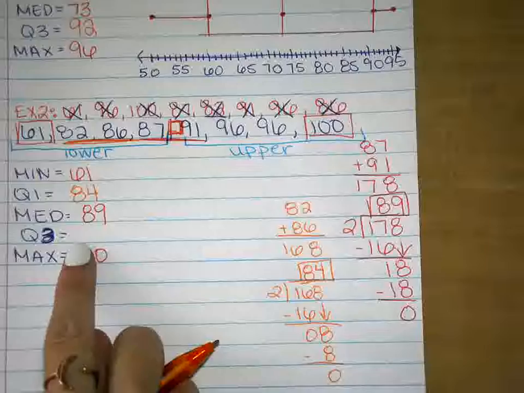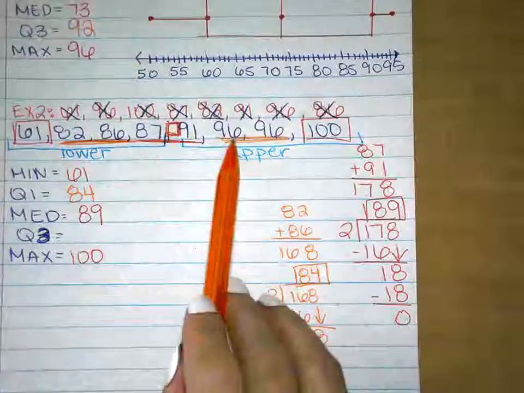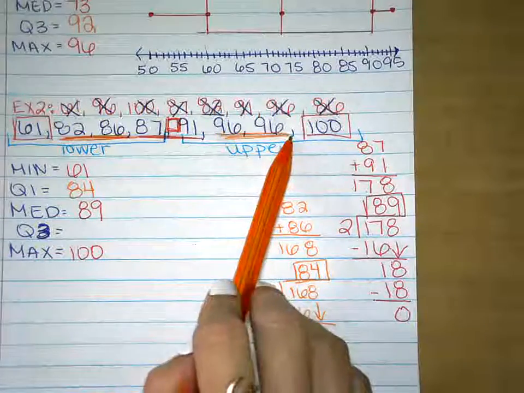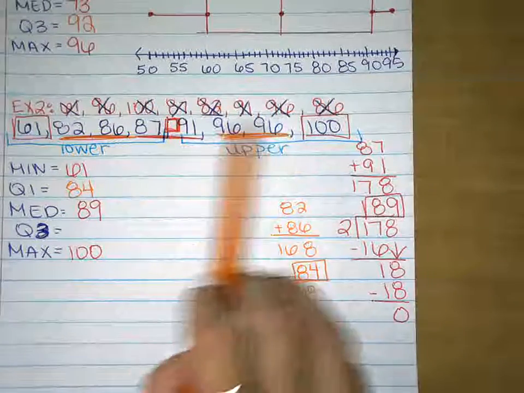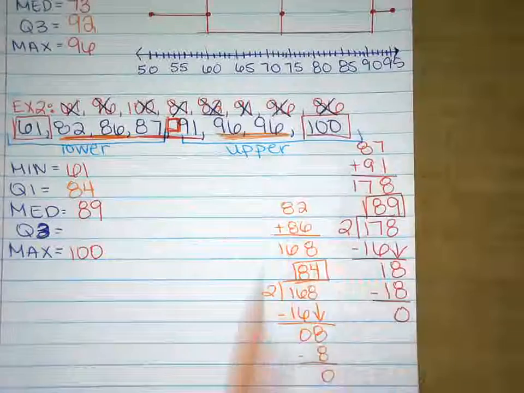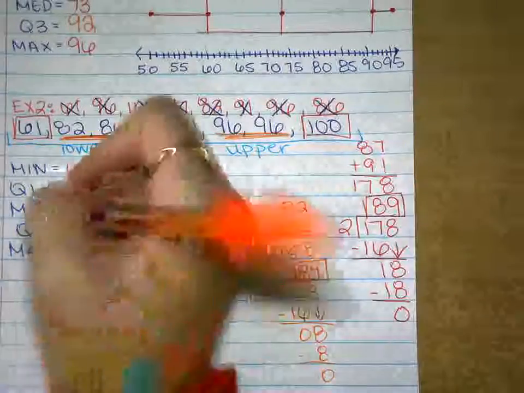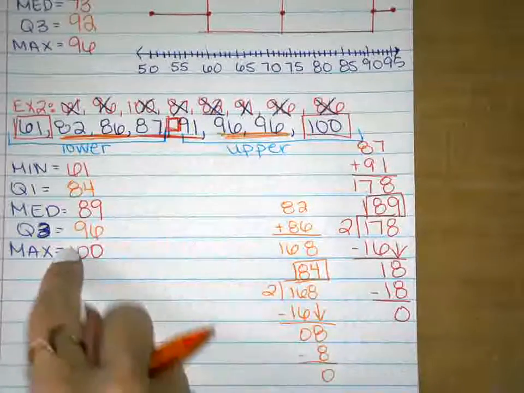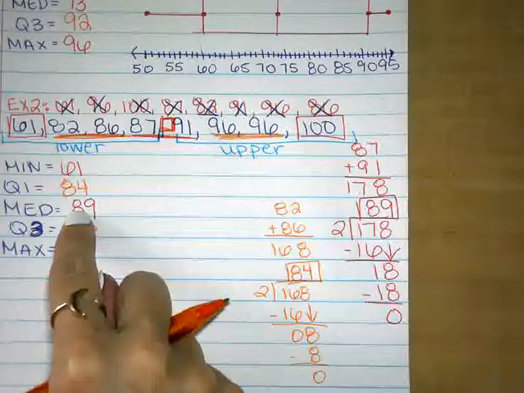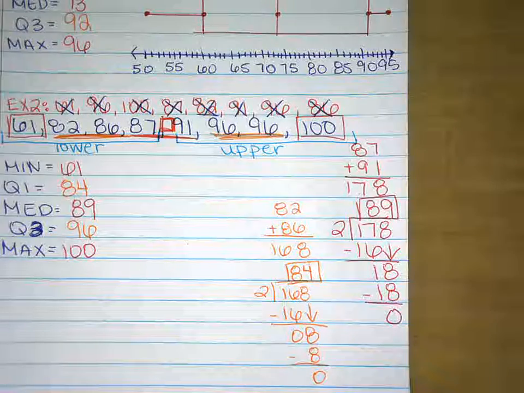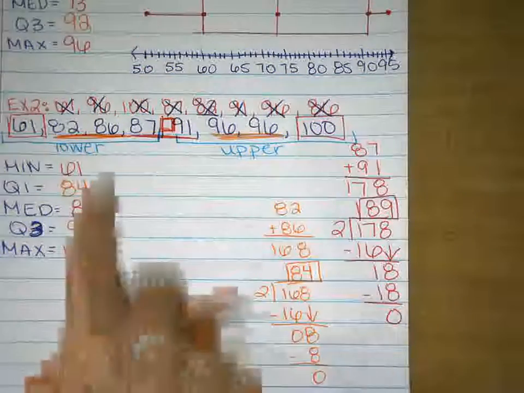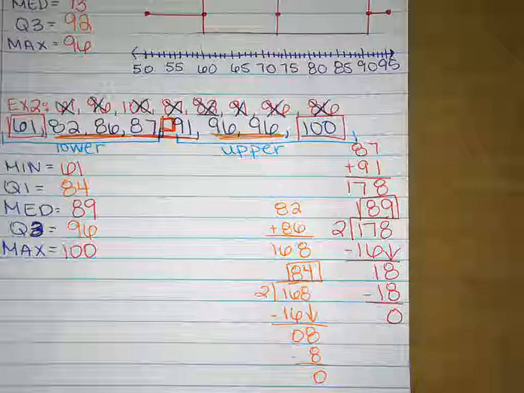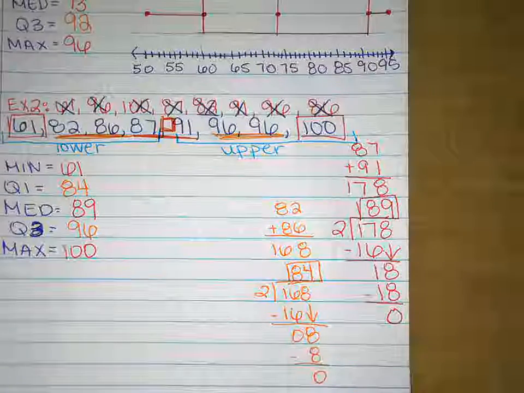Last thing, I need to find the median of the upper set. So it's 1 in front, 1 in back. This time, my two middle numbers are 96 and 96. If they are the exact same number, I do not have to do this. My quartile 3 is 96. They are the same, so it is automatically 96. I do not need to do the math. So those are my 5 numbers.